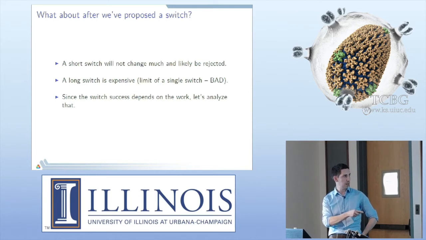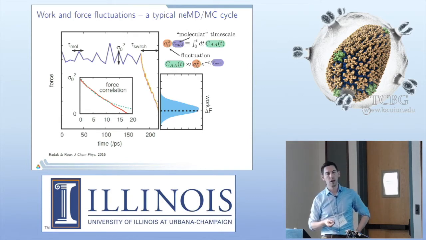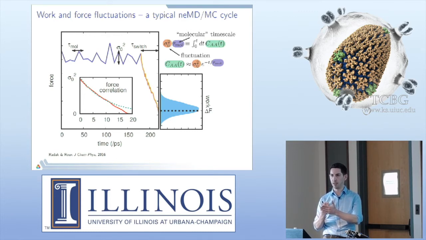Since the switch depends on the work, I will propose an analysis based off of the work and how it depends on the fluctuations in the force on the proton. If I'm turning on a proton, there is a mechanical force that I can measure on that proton, which is essentially the instantaneous change in energy that I would need to increment that interaction by increasing the coupling between that proton and the system. You can imagine that if I had an equilibrium trajectory, this is going to fluctuate based off of the normal fluctuations of the system. So there will be two parameters that describe this fluctuation.